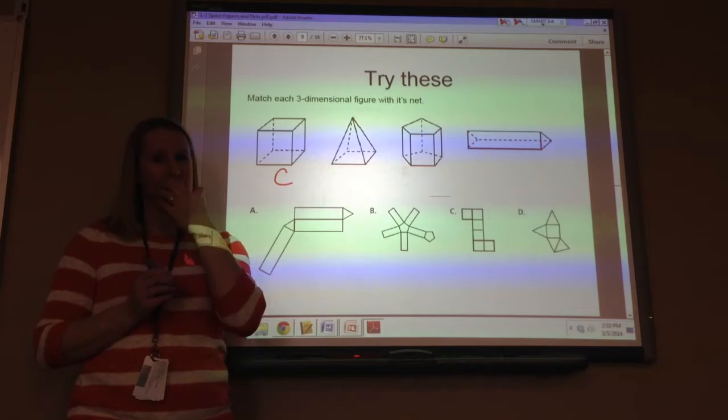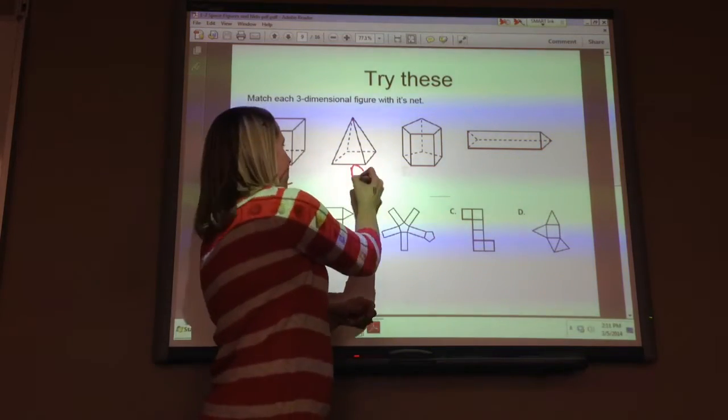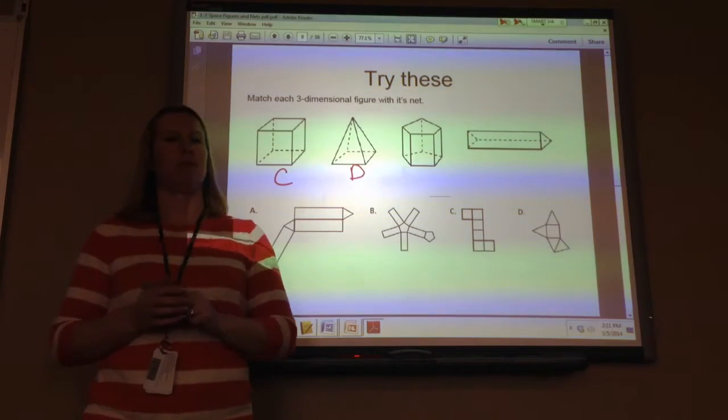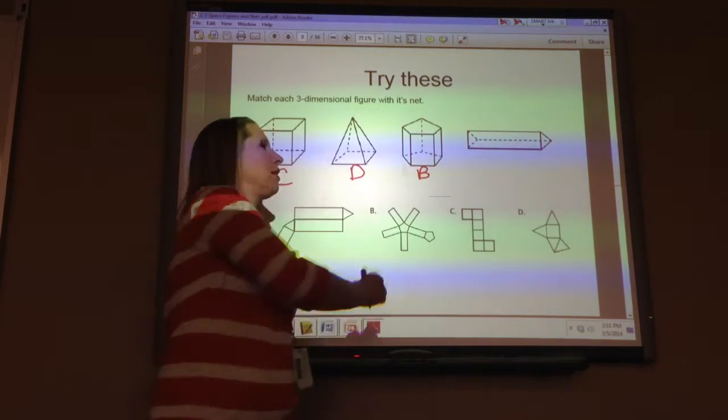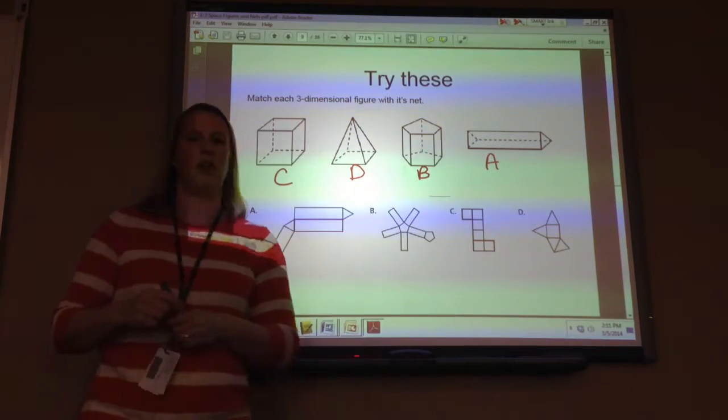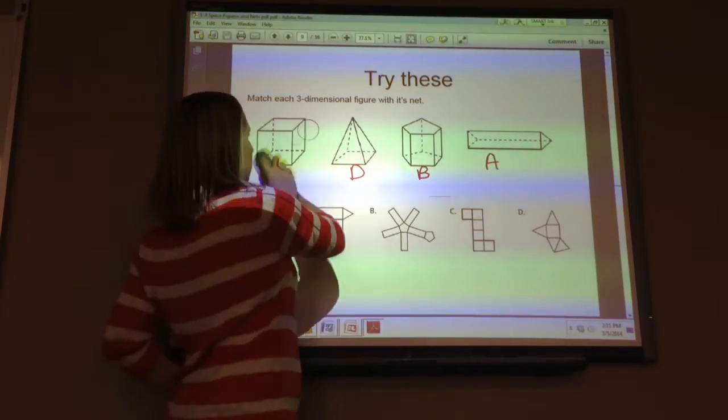Have you figured it out? It would match up to D. Which one do you think this one would match up to? That would match up to B. And then finally, the last one matches up to A. So I hope you're doing okay on those.